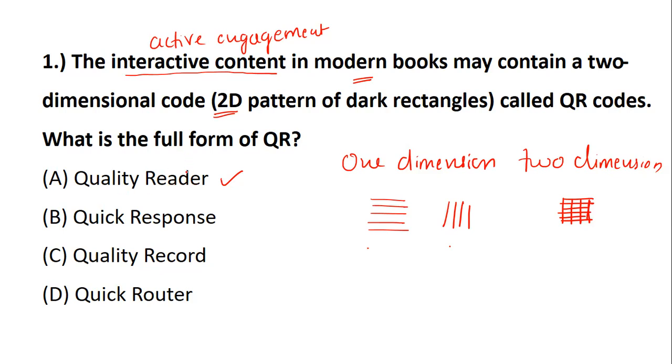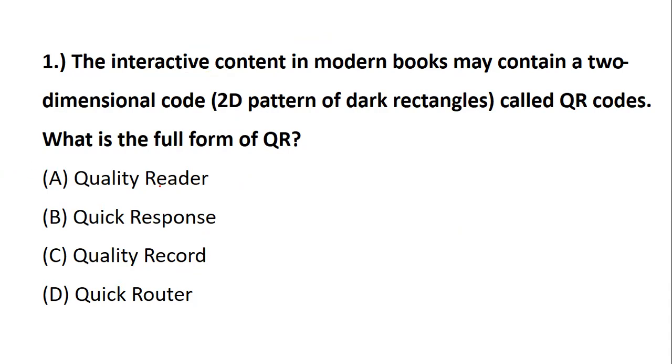Quality reader means a reader who is qualitative in reading, one who knows how to go through the screening and scanning of reading. Quality record means documents which contain quality information, like an inspection report, which contains all the important cues or concepts. Quick router is used in computers. I've explained all the options very well. Now let's see how you will answer this question. Quality reader, quality record, and quick router we have understood. But does any of them match any part of the question?